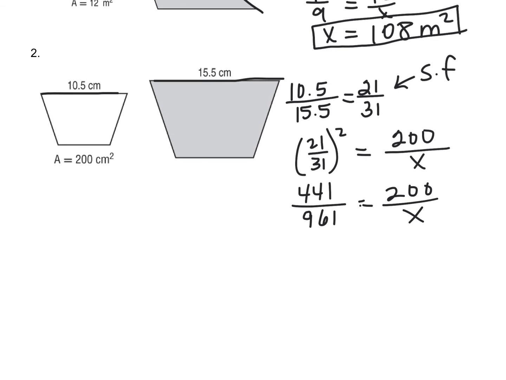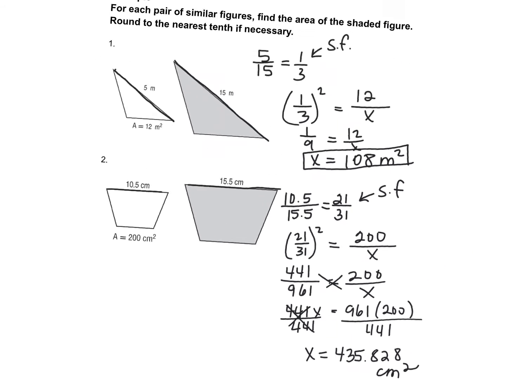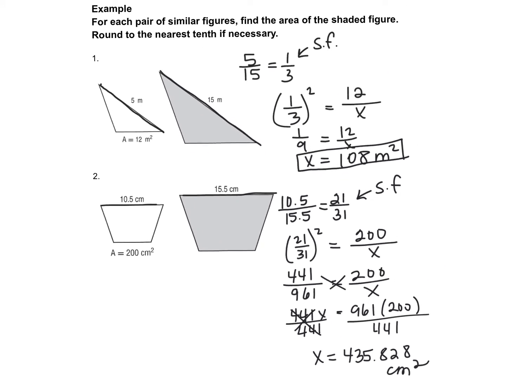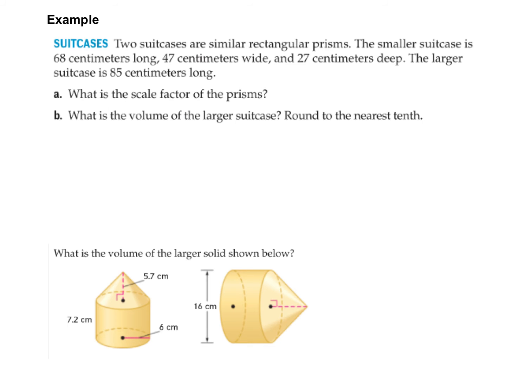So I cross multiply: 441x equals 961 times 200. Then I'm going to divide by 441, and I get x is equal to 435.828 centimeters squared. First, you're going to find the scale factor, and then you square it and set it equal to the ratio of your areas. Let's look at a couple volume problems.